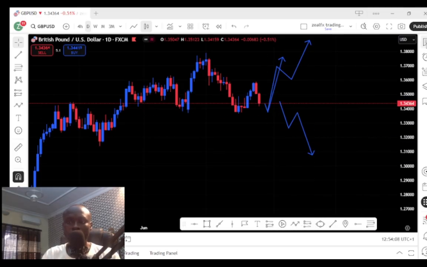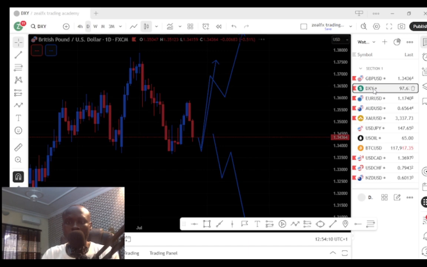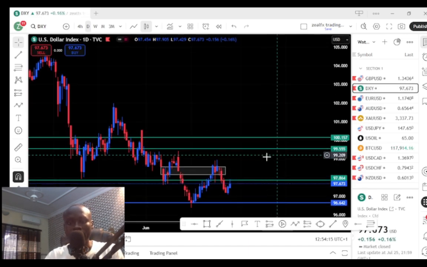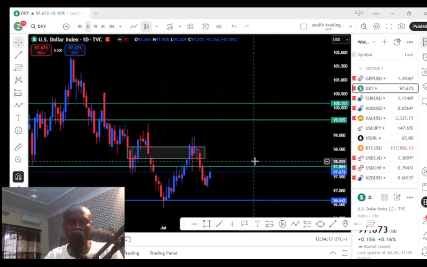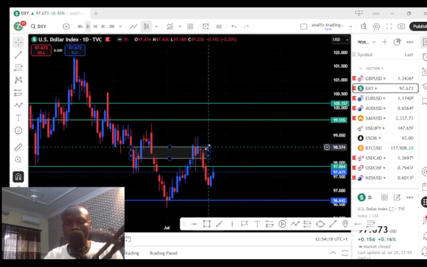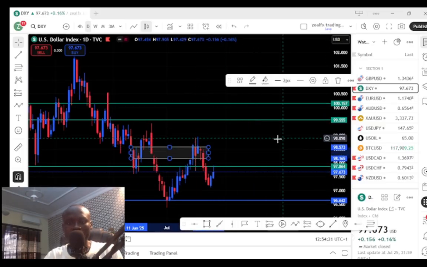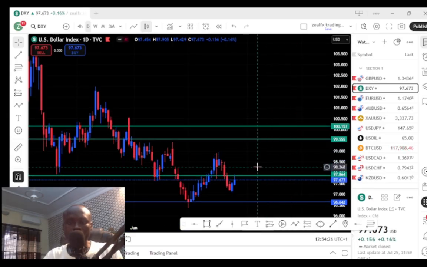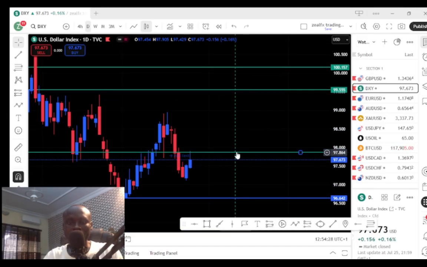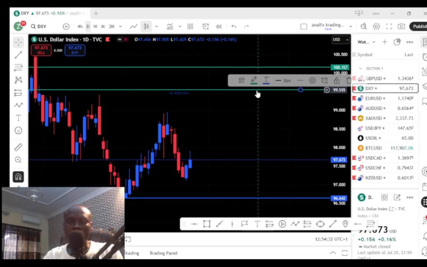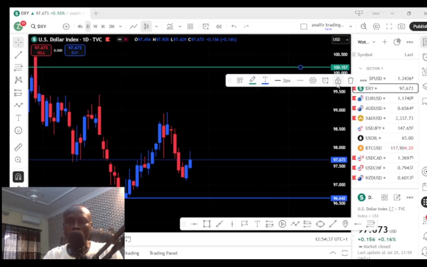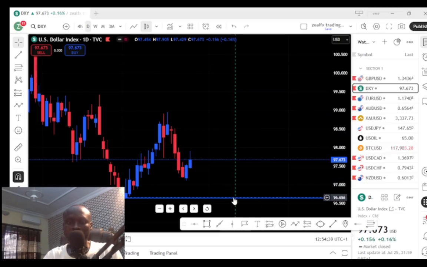So let's go to our next pair, which is the dollar index. The dollar index on my daily chart still remains in a downtrend. We still have a downtrend on the dollar index on my daily chart. So long we have this downtrend on the dollar index, we still expect the dollar index to continue to push lower. So we expect price to drop to our next weekly support level, which is this support level.